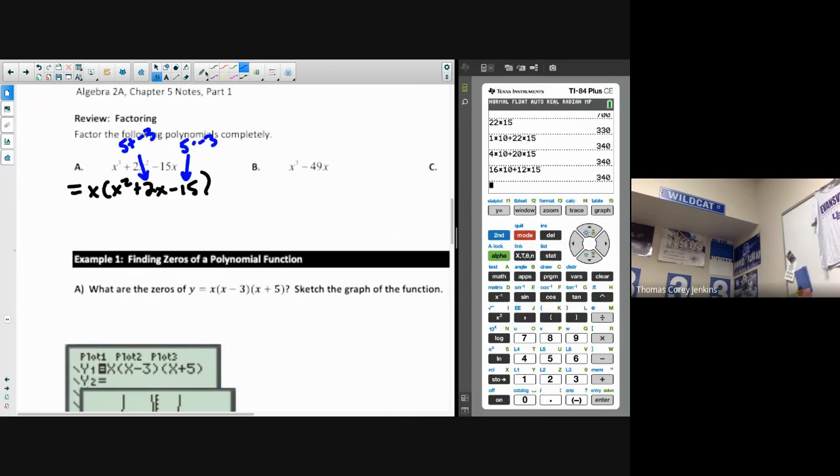All right, so as we factor further, another question would be why am I not done here? I know I'm not done because I have a nonlinear factor. X is a linear factor. X squared is not a linear factor. So that's how I knew to keep going there. Anyways, my final answer would be x times the quantity x plus 5, times the quantity x minus 3.